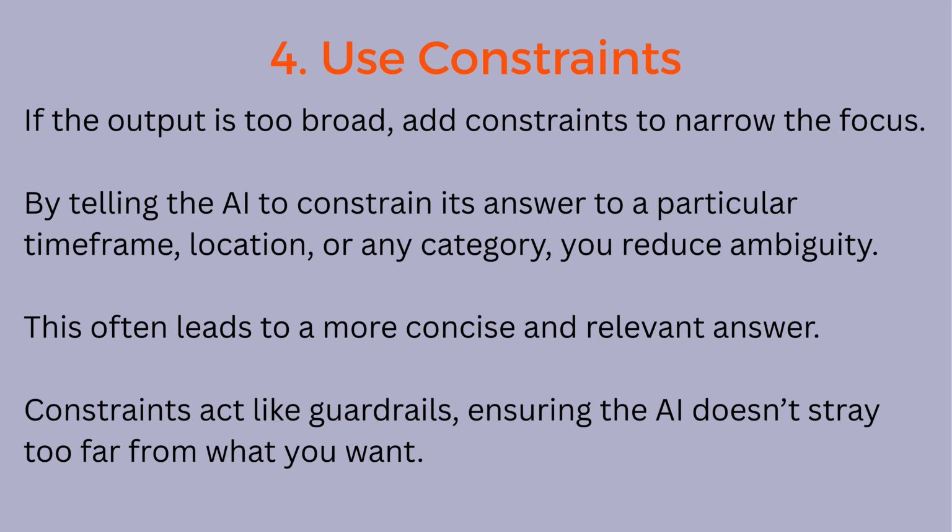Use constraints. If the output is too broad, add constraints to narrow the focus. By telling the AI to constrain its answer to a specific time frame, location, or any category, you reduce ambiguity. This often leads to a more concise and relevant answer. Constraints act like guardrails, ensuring the AI doesn't stray too far from what you want.